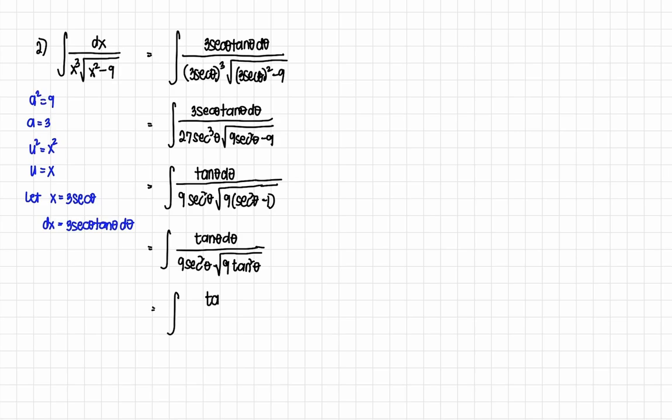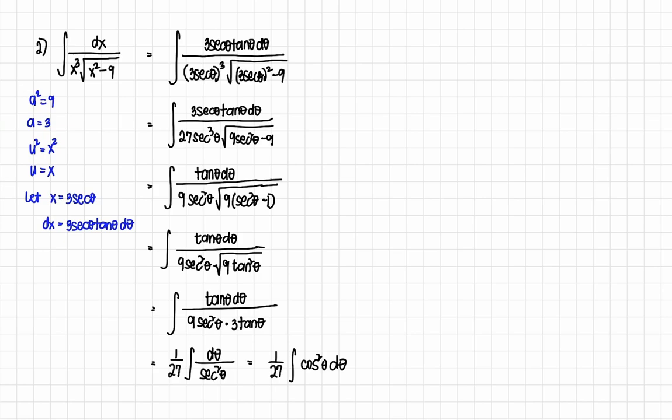So that's the integral of tangent theta d theta over 9 secant squared theta times 3 tangent of theta. We are able to cancel out tangent. So we have 1 over 27 integral of d theta over secant squared theta, which is equal to 1 over 27 integral of cosine squared theta d theta. So that's the translation from the algebraic form to the trigonometric form.